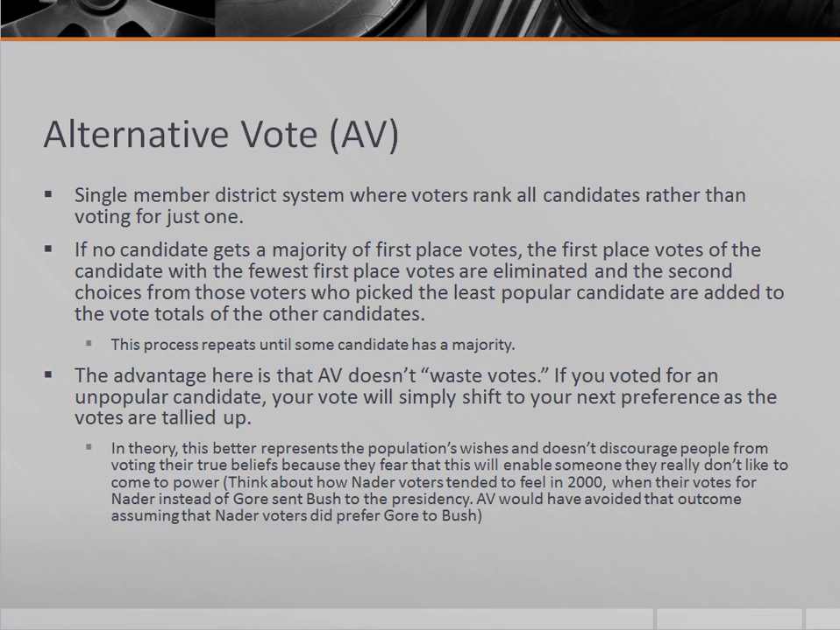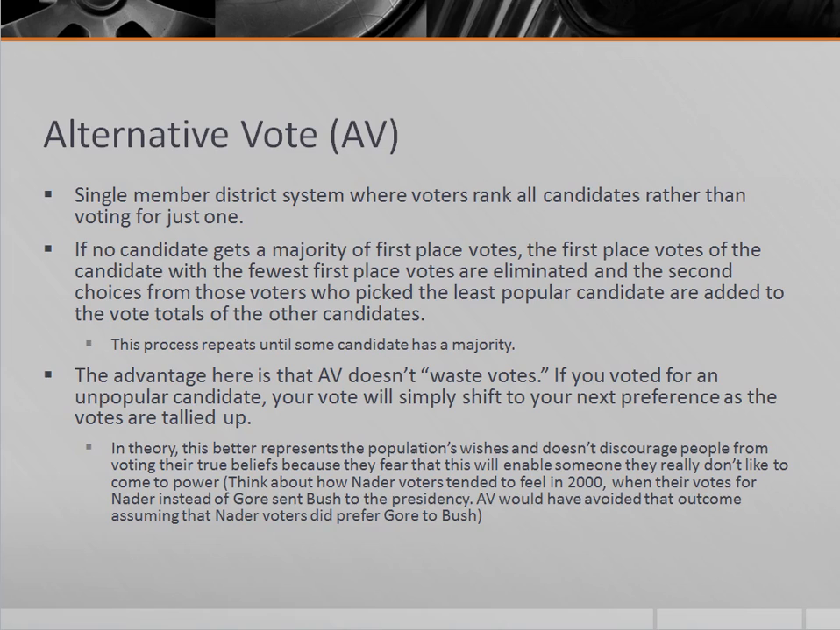But the idea is that if no candidate gets a majority of first place votes under AV, the first place votes of the candidate with the fewest first place votes are eliminated. So a candidate who finishes 10th in the running, his votes get redistributed to the second choices that all the voters who voted for that candidate made, right? And this process just keeps on going. You keep eliminating the least popular candidate and adding their second top choice or third top choice, or in some cases fourth top choice, until some candidate at the top has a majority. The advantage here is that alternative vote doesn't waste votes.